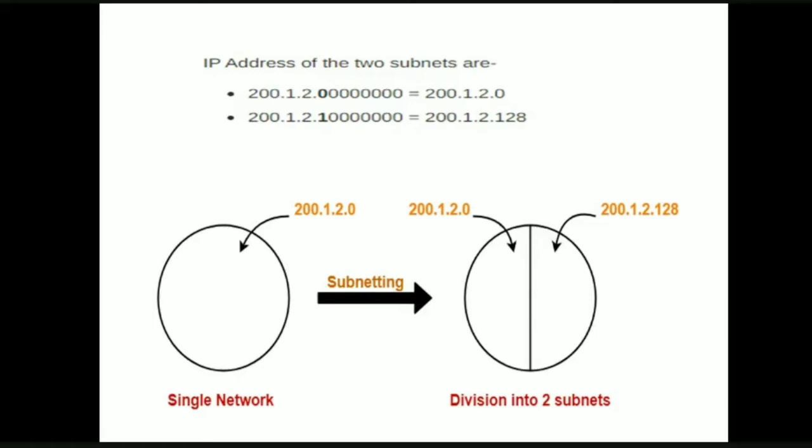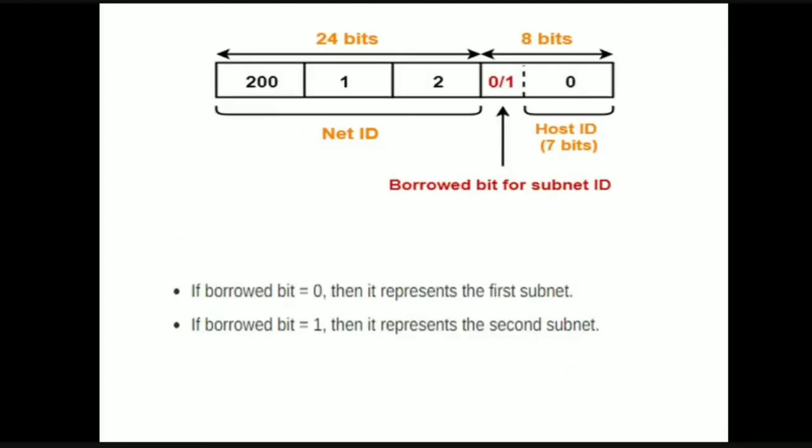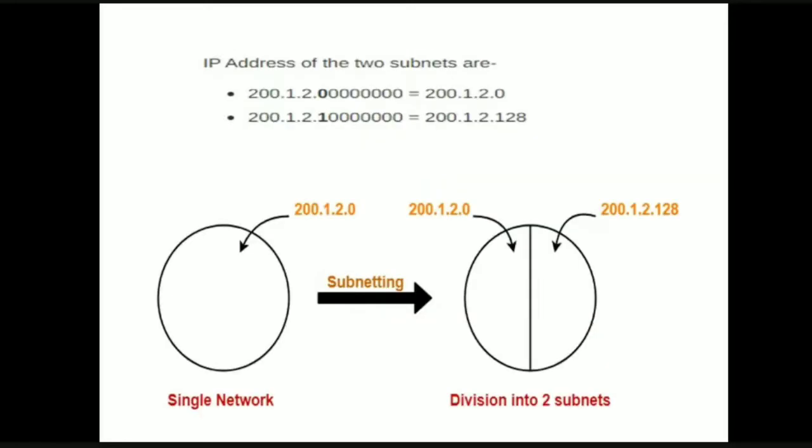Now, what about the starting address of the second subnet? 200.1.2. For it to be the second subnet, we make the borrowed bit 1. Previously we said if the borrowed bit is 0, it is the first subnet, and if the borrowed bit is 1, it represents the second subnet. So now we have the borrowed bit as 1, and all the other bits are 0, so it is 200.1.2.128. This will be the subnet address of the second subnet. So this is how we do subnetting. Did all of you understand the process of subnetting here?